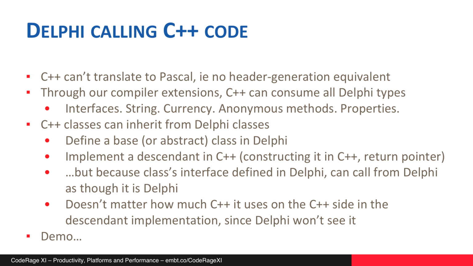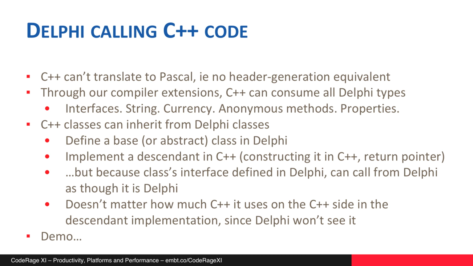And if it sees a Delphi class, which it thinks with a header is C++, it can inherit. So you can define a base class in Delphi. There might be an abstract class, but it might have implementation as well. It's just a normal Delphi class. But you can implement a descendant in C++, and you can construct it in C++ and return a pointer to it. But because the class's interface is defined in Delphi, you can call it from Delphi as though it is Delphi. It's cool, really cool.